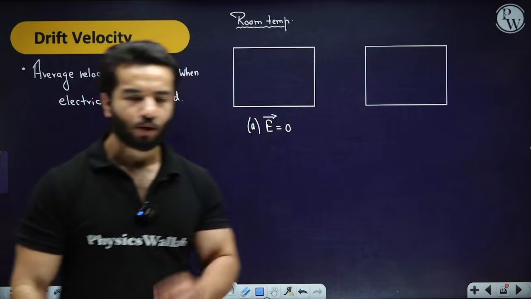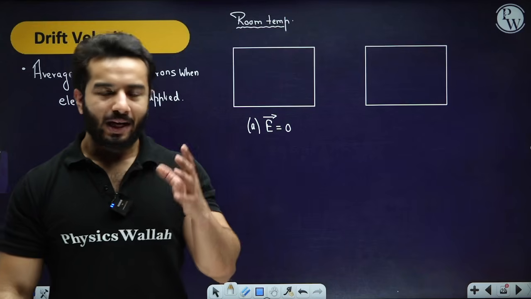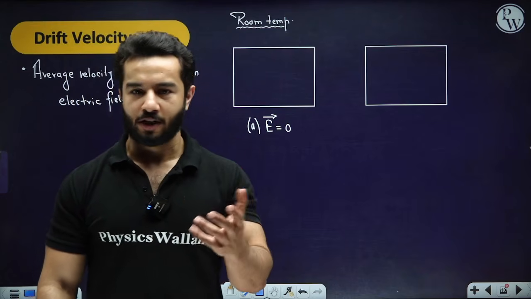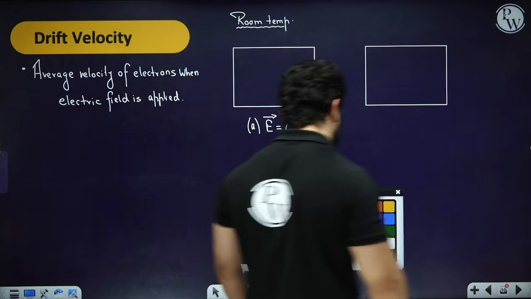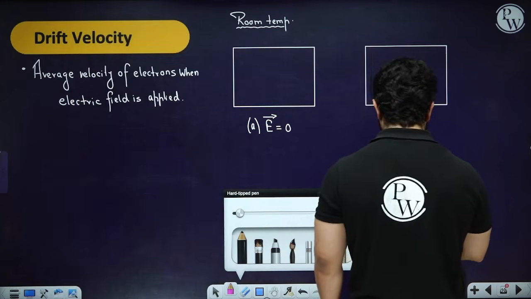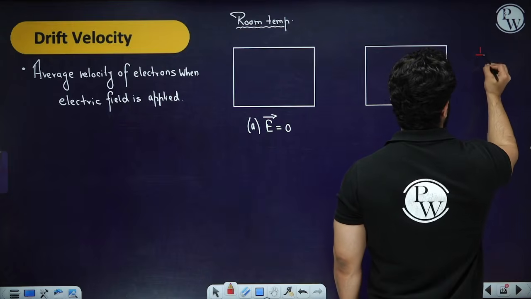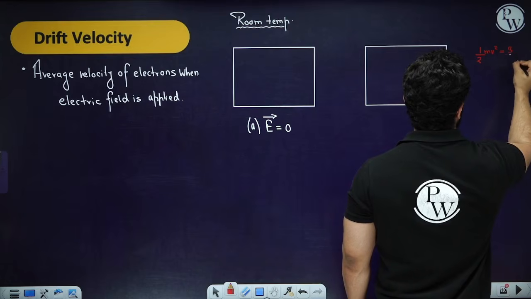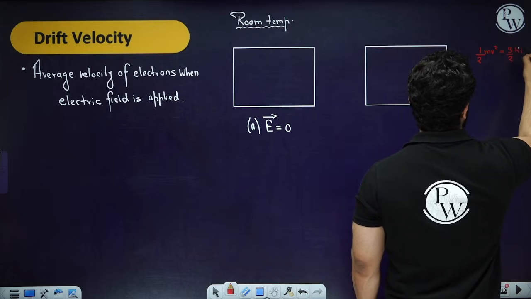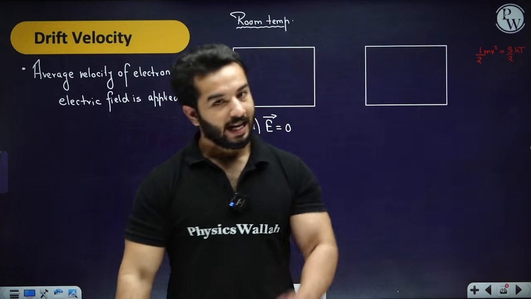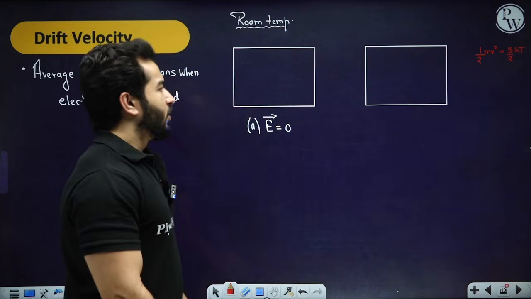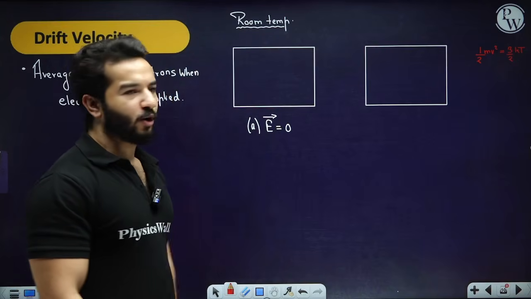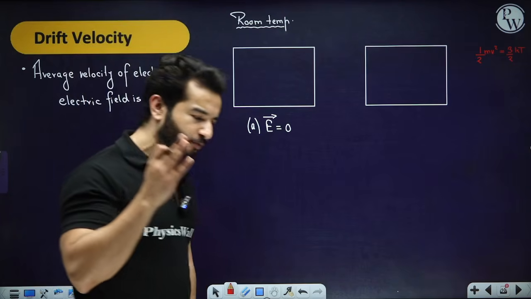Both of them are kept at room temperature. Now, at room temperature also, these electrons have some velocity, right? And you can find out that velocity using half mv square equals 3 by 2 kT, by that formula that you have learned in KTG, right? For a single electron, of course. So you can find out that velocity, and that velocity is of really high order.